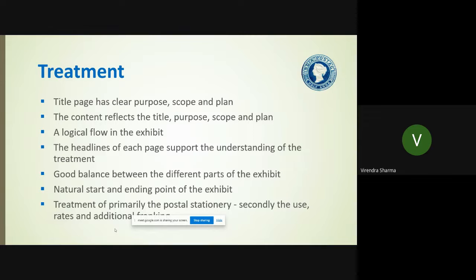Points number 1 and 2 we have talked about. Point number 3 is a logical flow in the exhibit. It should not look like you have missed one chapter from a book, right? Or you have missed one particular period or era which you have taken in the scope and you are not covering it. It could be a function also. Just as an example, maybe you are talking about a period from British India, and you have not shown King Edward items, King Edward stationery, or King Edward stamps, or you have not defined them in a proper manner, or you have not given that much weightage.